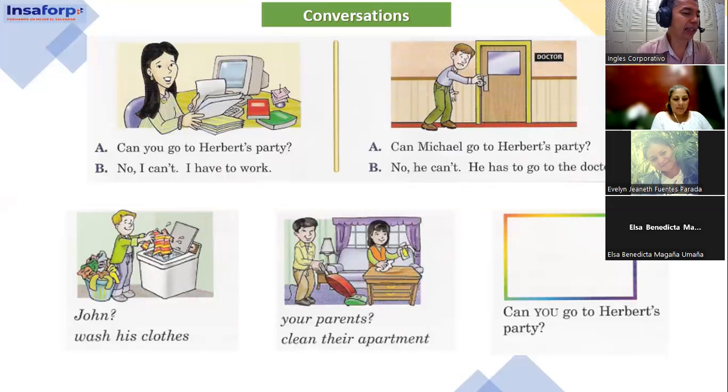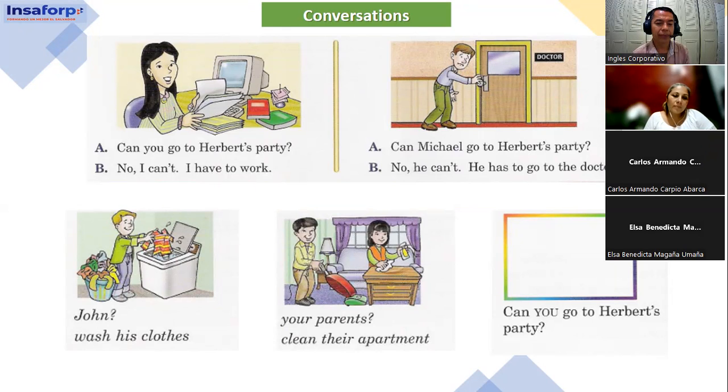So, Carlos. Carlos is going to answer the question of Delia. Again, Delia, repeat the question. And is today Herbert's party? No, to Herbert's party, right? Okay, Carlos. Excuse me, Delia. Carlos, are you ready? Yes, okay. Good. Go ahead. Can John go to Herbert's party? No. He can, he has to go to the doctor.